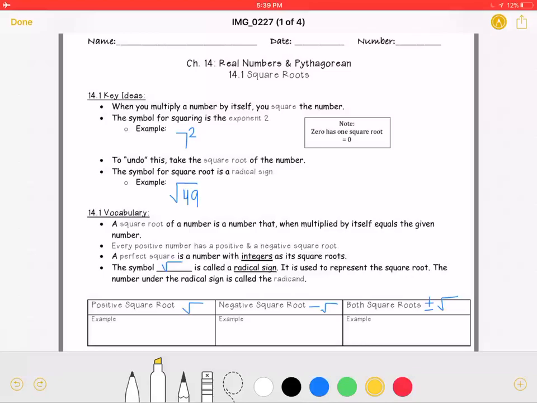Second class, starting a new chapter, another 8th grade standard, real numbers and Pythagorean. So our first lesson here, 14.1, we're going to talk about square roots. Let's look at some key ideas.